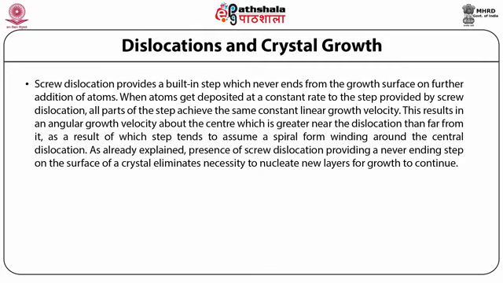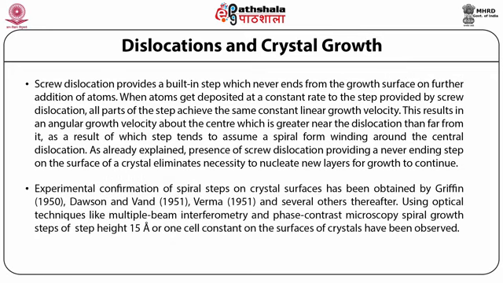As already explained, presence of a screw dislocation providing a never-ending step on the surface of a crystal eliminates the necessity to nucleate new layers for growth to continue. Experimental confirmation of spiral steps on crystal surfaces has been obtained by Griffin in 1950, Dawson and Wand in 1951, Verma in 1951, and several others thereafter.